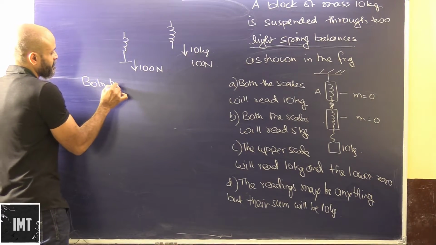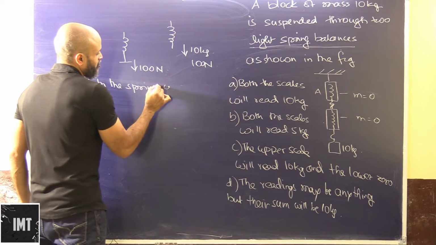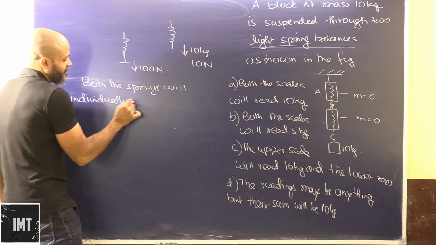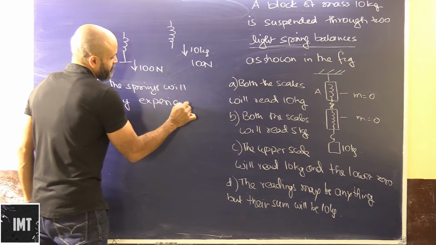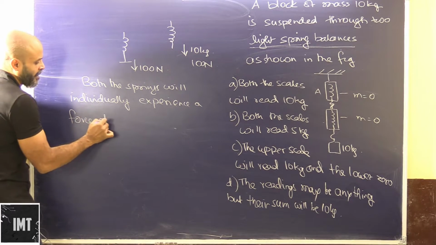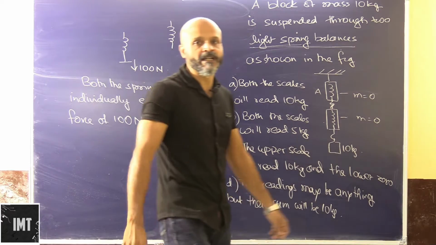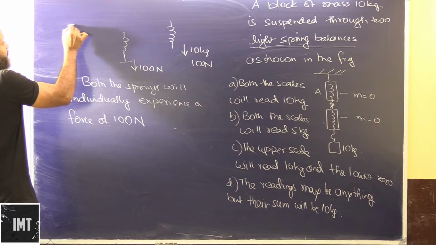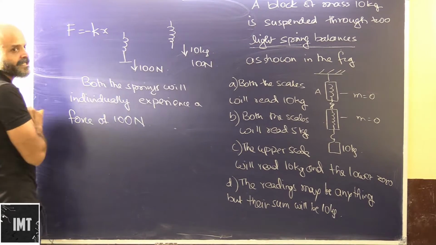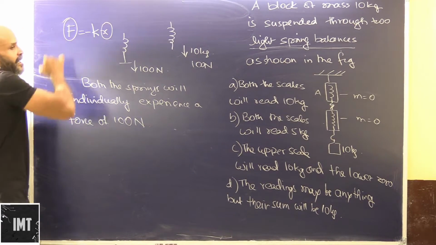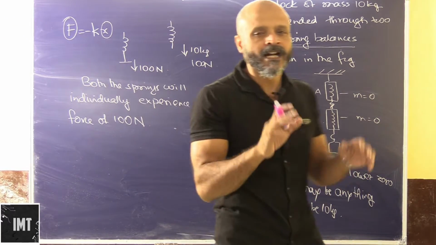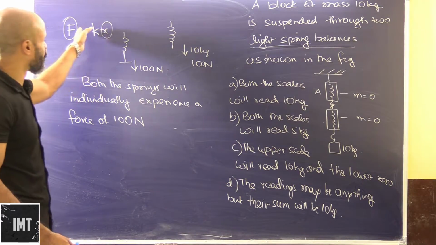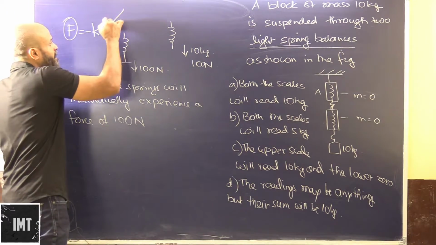Both the springs will individually experience a force of 100 Newton, because of which what will happen? Because of which the extension, we know that the extension produced in a spring is minus kx, right? We all know this. So the extension produced is directly proportional to the force applied. So both of them are made up of the same material and they are both spring balances to measure weights. Okay, so since both are experiencing the same force, both will undergo the same extension.